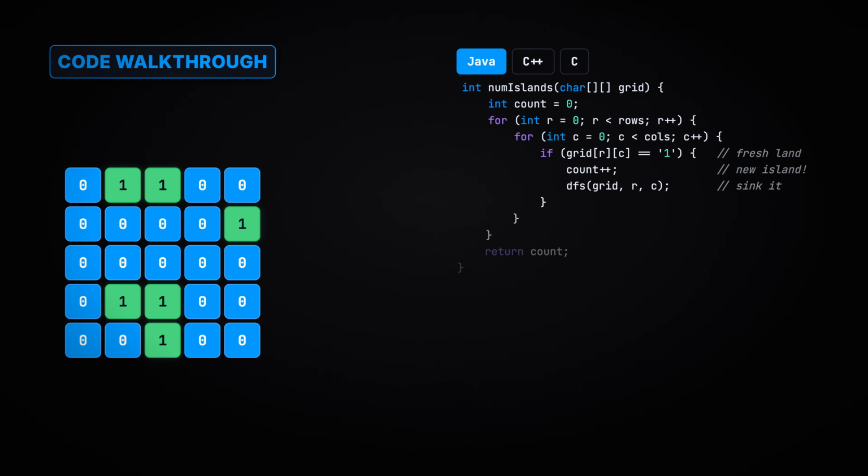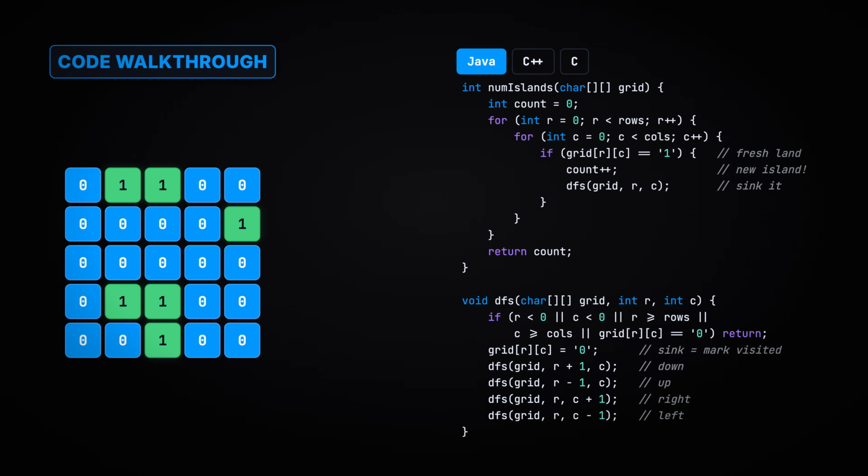Now let us turn the idea into code and run it on the grid line by line. We will use DFS in Java. Watch the call stack on the side. It is the recursion made visible. These 2 loops scan row by row, column by column.